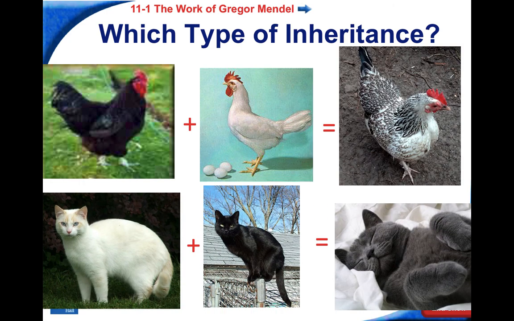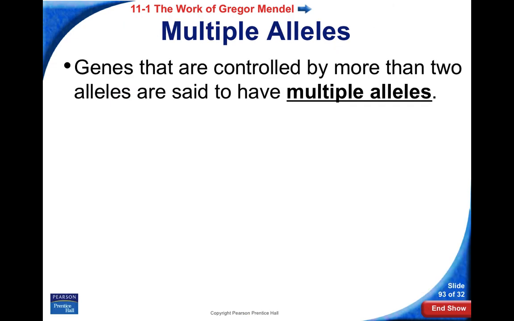Okay, compare it to this example where we have a white cat and a black cat and they produce a gray cat. So you can see the one on top, both phenotypes are shown, so that is an example of codominance. The cat example, the white and the black phenotypes blend together, so that's called incomplete dominance.